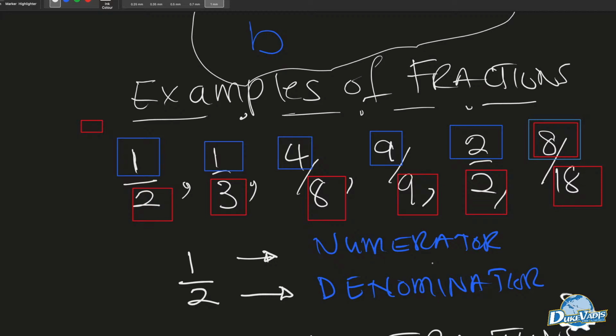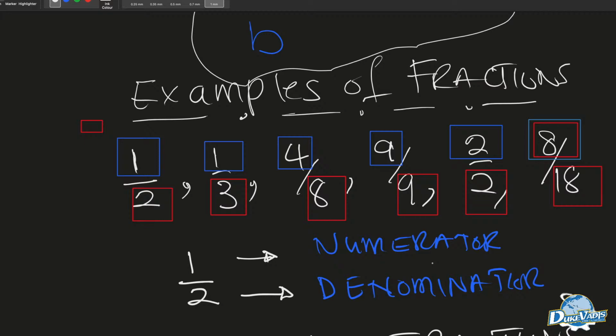Then we realized that we can differentiate between the two. All the top numbers are referred to as numerators, and all the bottom numbers, which we have made in the color red, are called the denominators. Okay, so when we see this, we must be able to write a fraction without difficulty.